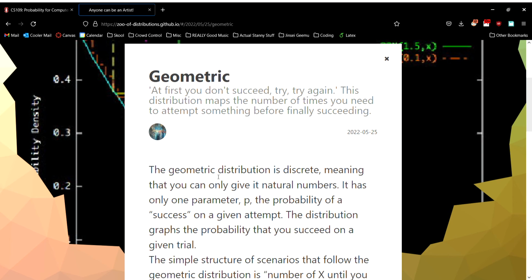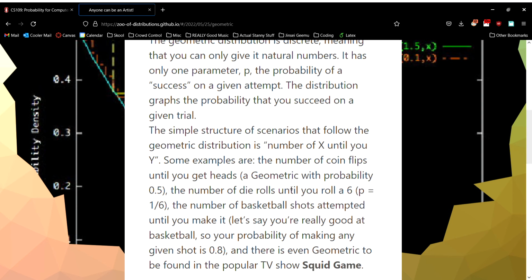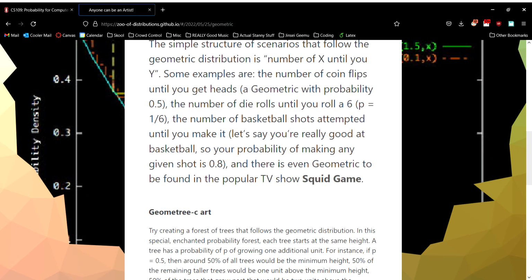Notice that the geometric distribution is discrete, unlike the normal, and it only has one parameter, which is p, the probability of a success on any given attempt. The scenario that the geometric describes is doing a bunch of trials until you succeed. A real life example of this would be making basketball throws until you make it in.